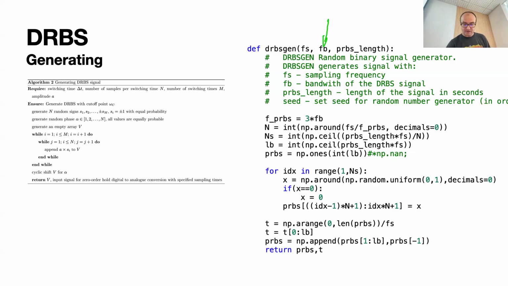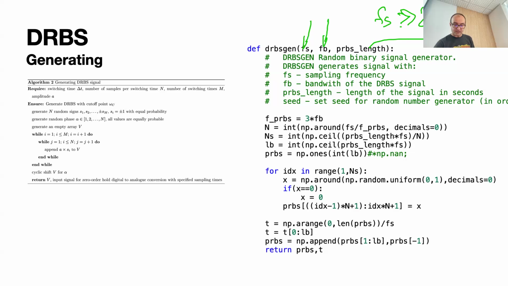So then we have to have a sampling frequency. That is, the sampling frequency should be bigger than 2 times the bandwidth f. That is something we have to generate. And this is the duration. We put these things together, and then we go.